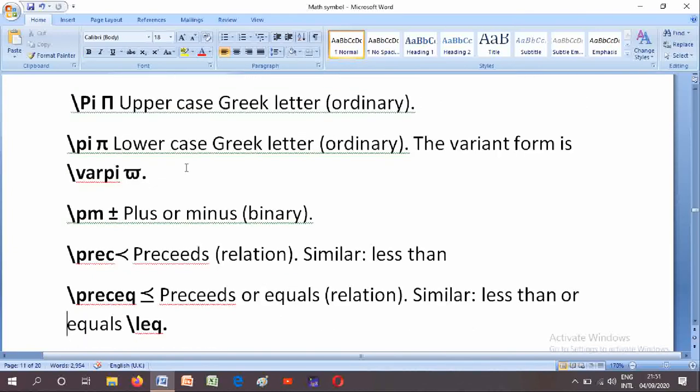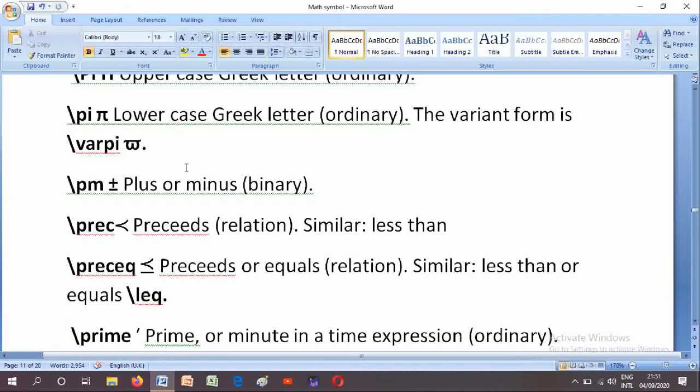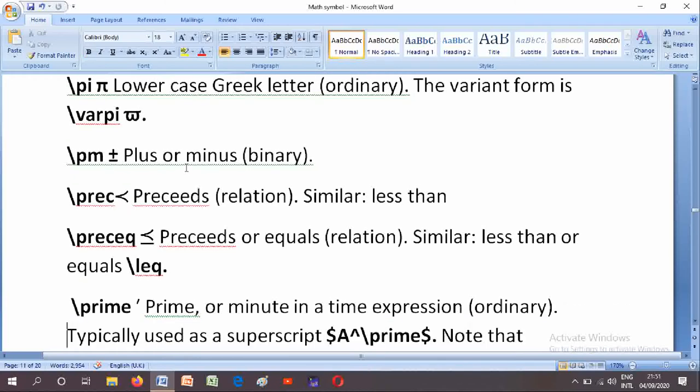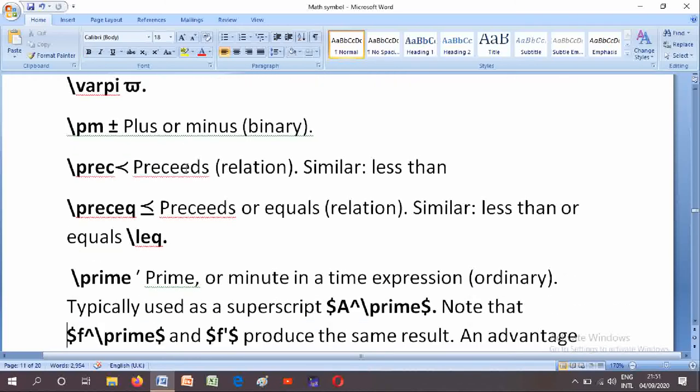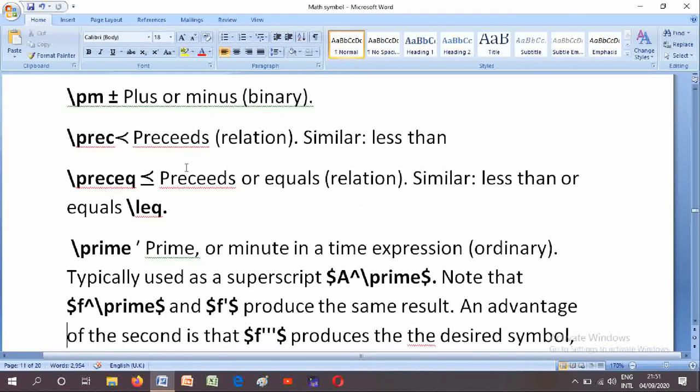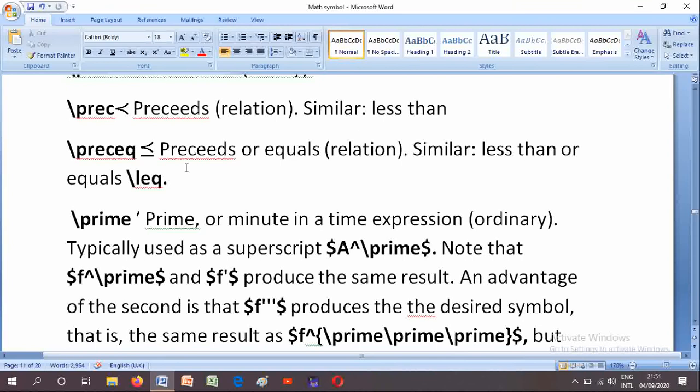\pm, plus minus. \prec, precedes relation, similar less than. \preceq, precedes or equal relation, similar less than or equal to. \prime, or minute in time expression ordering. Typically as a superscript, a raised power of prime of dollar sign. Note that f raised or f superscript of \prime of dollar sign, f prime of dollar sign produce the same result.